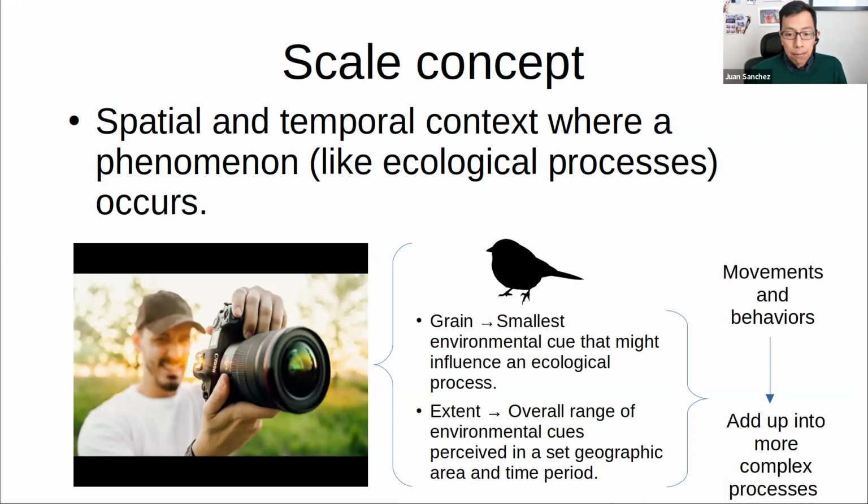And when we think about more complex processes, we know that from a single species, the movement and behavior of multiple individuals add up into more complex processes. When we think about populations or multiple species, these processes meet together and generate more complex scales that depend not only on the movement and behavior of one species, but of multiple species as well.